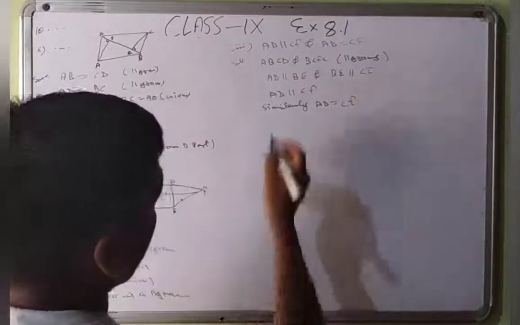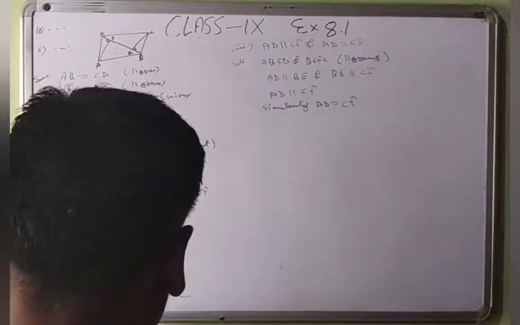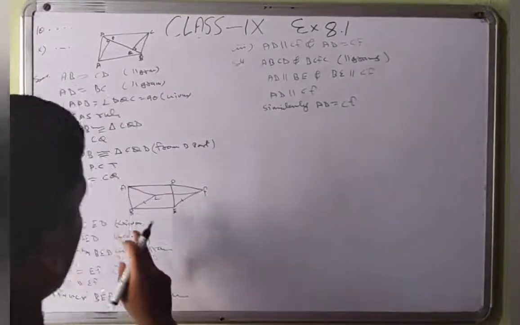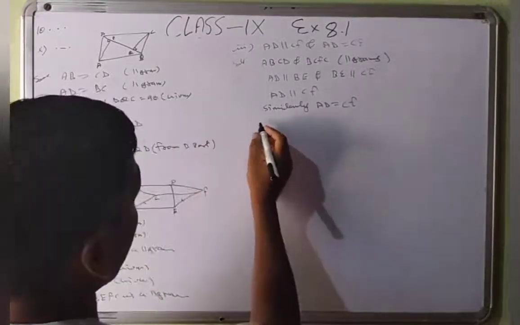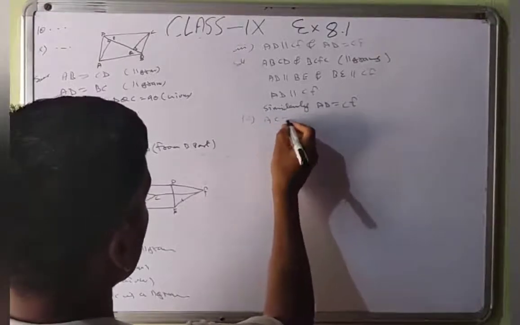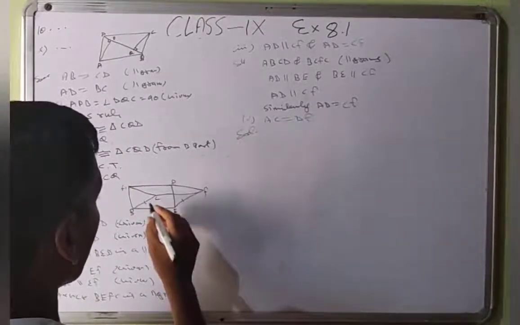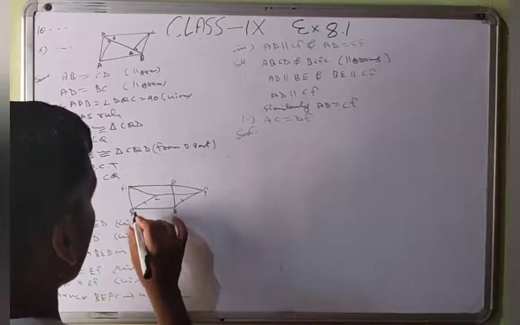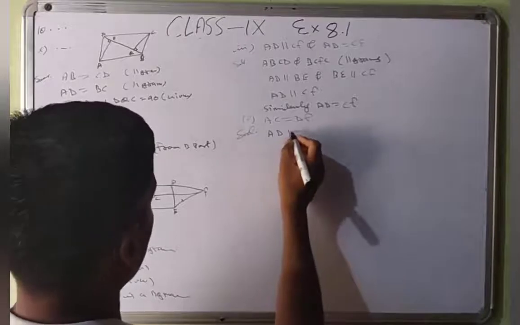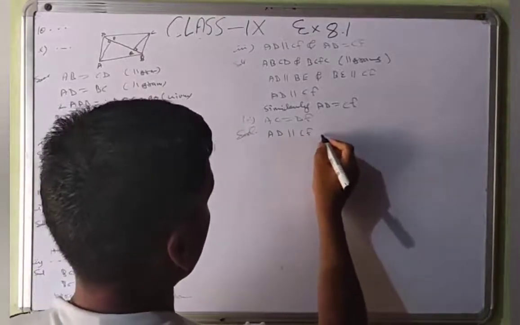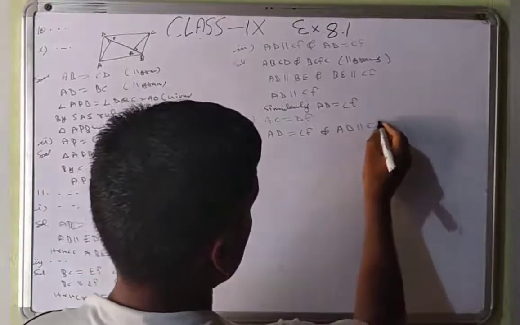Same thing we will write, but here we write the equality, that is, similarly AC is equal to DF. Very easy. So we have proved that AD is equal to CF and AD is parallel to CF.